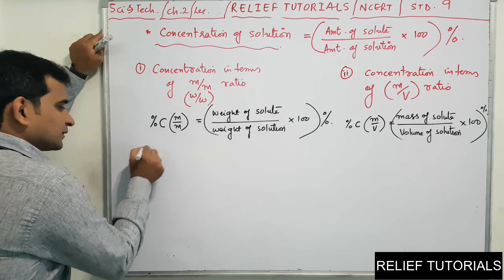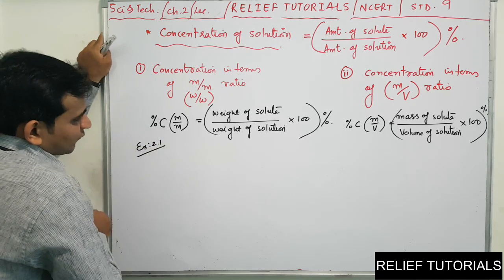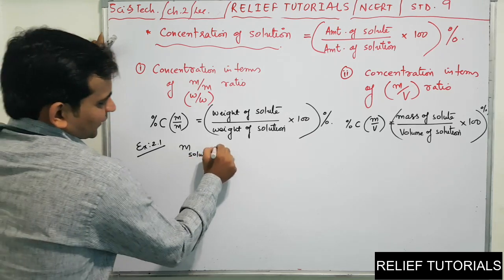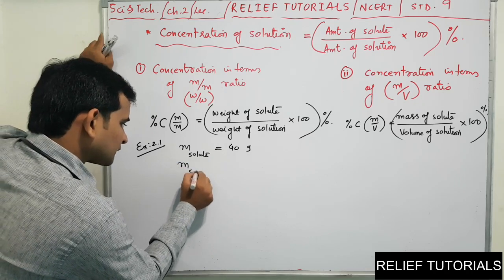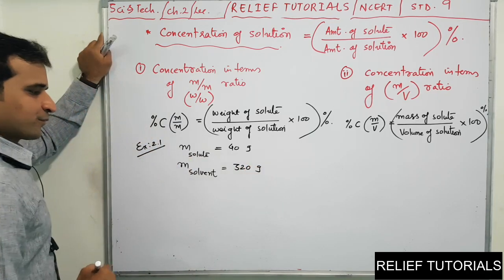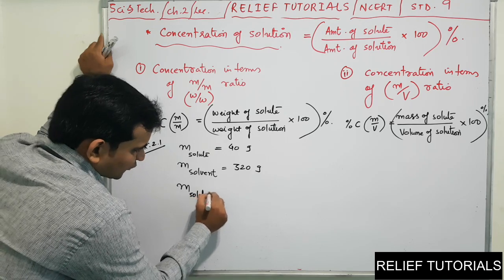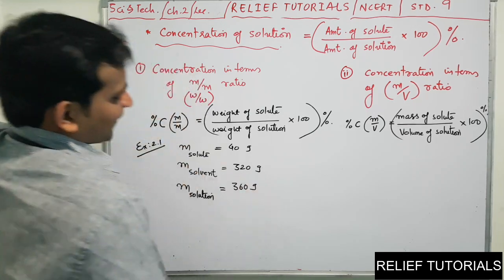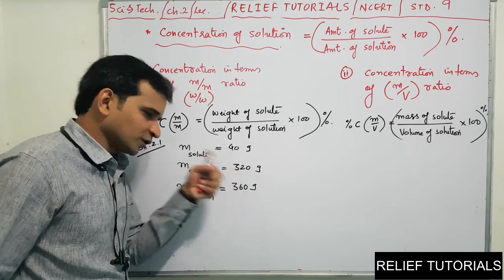So first of all, this is example number 2.1. What is given to you? You have been given mass of solute, and that is 40 gram. You have been given mass of solvent, and that is 320 gram. So from these we require the mass of solution. That is the sum of these two, and that will be 360 gram. See, when you have been given both masses, solution mass will be sum of these two.